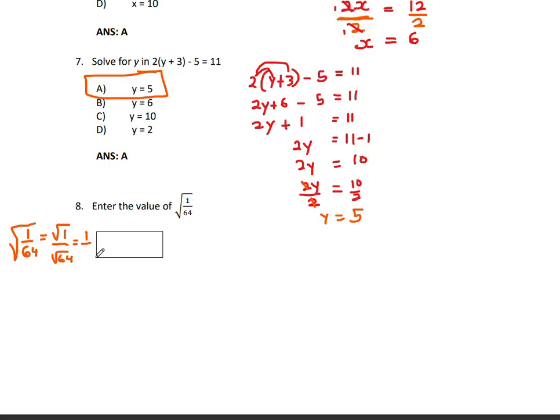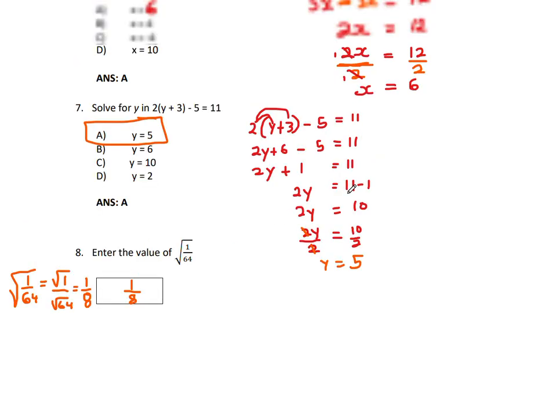Now the square root of 1 is 1, always, because 1 multiplied by itself will give us 1. Remember that the square root of a number is really asking us what number can be multiplied by itself to give you that number under the square root. And the square root of 64 is 8, because 8 multiplied by itself will give us 64. So the answer here that I'm going to put in this box is 1/8.